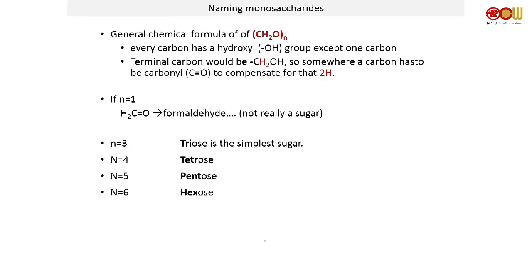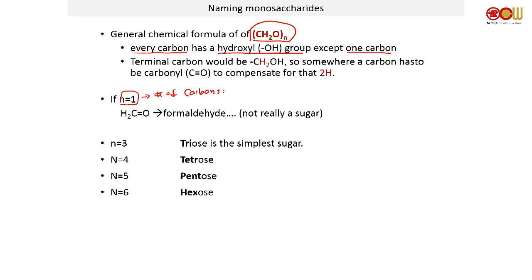So again, the general chemical formula is this. Now, what you should know is that every carbon has a hydroxyl group except one carbon. All right? So for sugars, every carbon on the sugar molecule will have a hydroxyl group except one carbon. One carbon will be a carbonyl. So every carbon is hydroxyl except one, okay? Except one carbonyl, all right? Oh, yeah, by the way, n is equal to the number of carbons, typically.